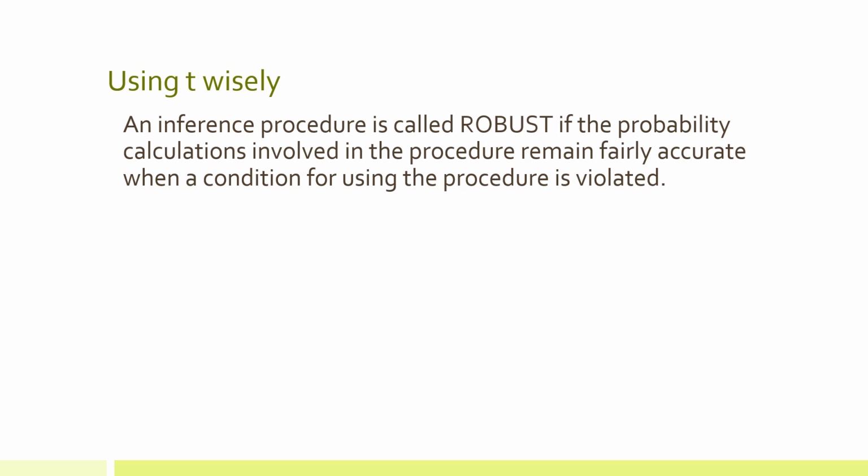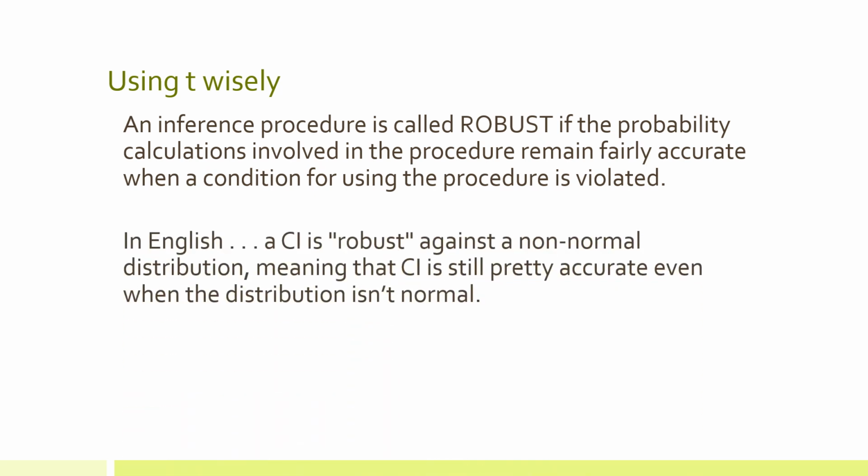So it's robust if the probability calculations involved in the procedure are fairly accurate when a condition is violated. You're probably like, what? So in English, a confidence interval is robust against a non-normal distribution. Again, what does that mean in English? That means that the confidence interval is still pretty accurate, even if the distribution isn't normal.